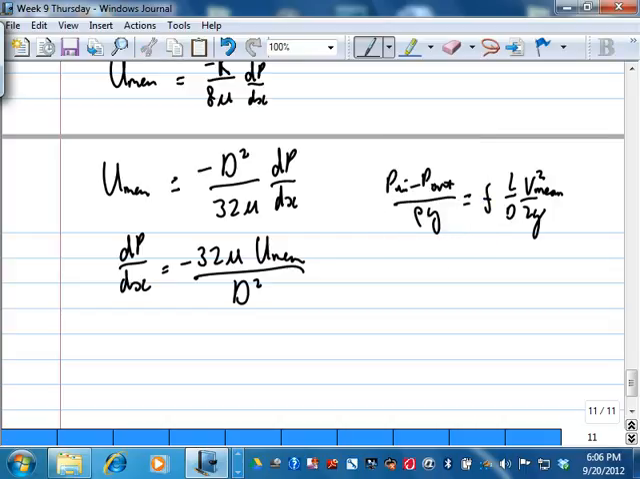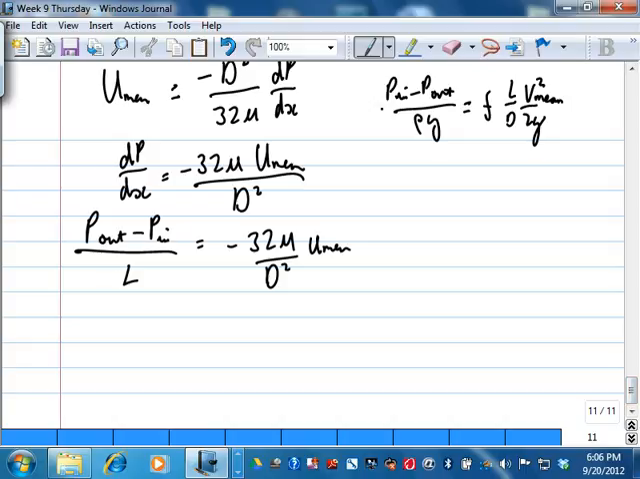Okay, so let's see. What if this one is actually p out minus p in over L? You're assuming the gradient is linear, which it is. It is equal to minus 32 mu over d squared u mean. So can I say here is p in minus p out over L, we can drop the negative, 32 mu over d squared u mean.